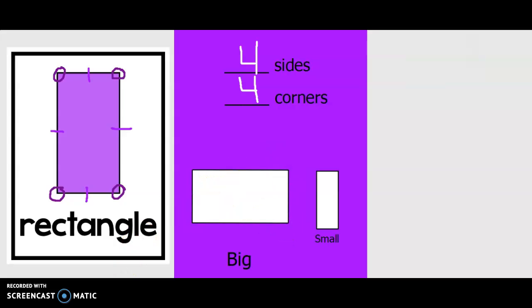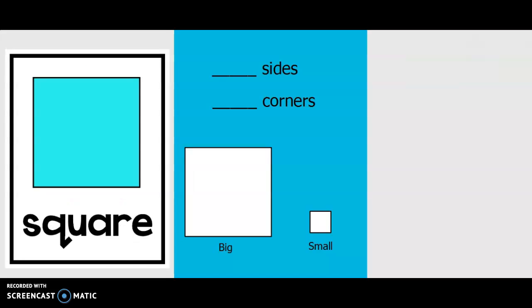All right, our next shape is going to be a square. So let's count the sides of a square. Ready? Count with me. 1, 2, 3, 4. A square has 4 sides just like a rectangle, except on a square, they're all the same length. So there's not any that are longer or shorter like on a rectangle.